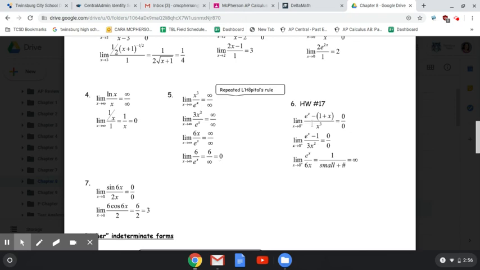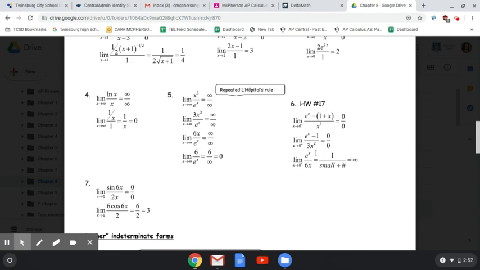Same thing with number 6. When I put 0 in, this is actually a one-sided limit. It wants to know what happens to 0 from the right. The nice thing about L'Hopital's rule is it doesn't matter if it's a one-sided limit or an overall limit, it still works. So when I put 0 in from the positive side, I get 0 over 0. Take the derivative of the top and bottom, I still get 0 over 0. Take it one more time.